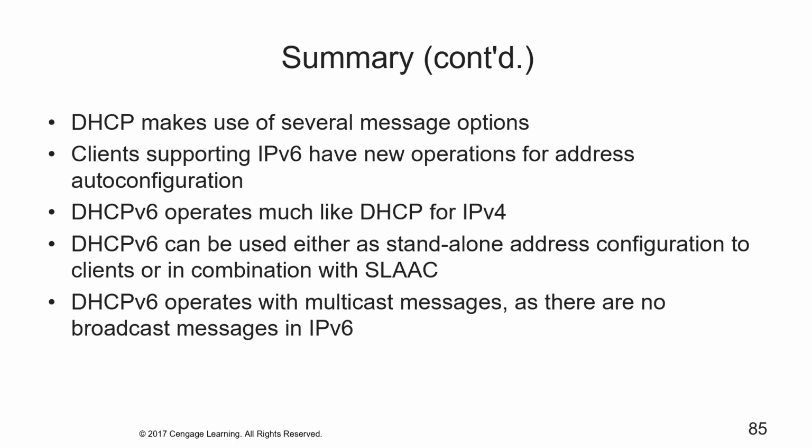Clients supporting IPv6 have new operations for address autoconfiguration. DHCPv6 operates just like DHCP for IPv4 in many respects. DHCPv6 can be used either as a standalone address configuration for clients or in combination with SLAAC. And finally, the last set of acronyms for the day: DHCPv6 operates with multicast messages since there are no broadcast messages in IPv6.